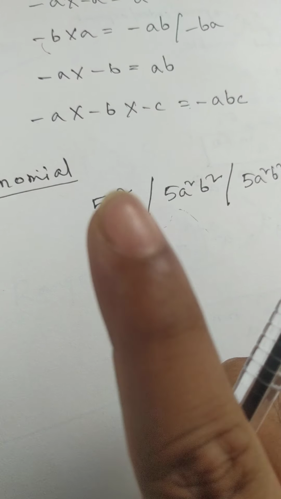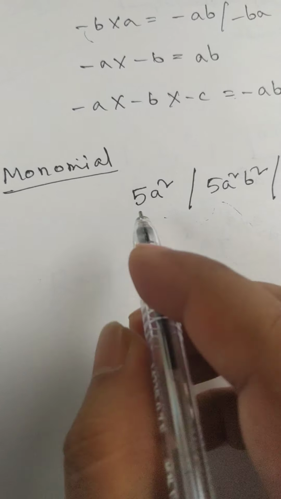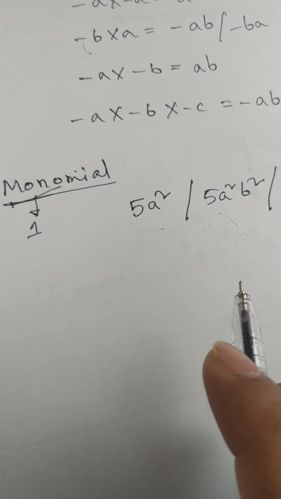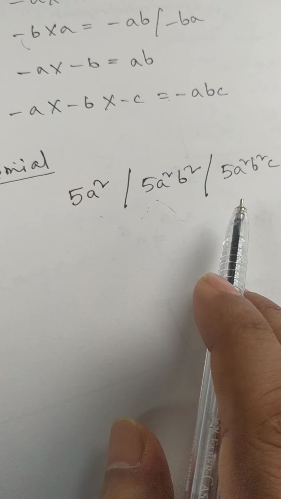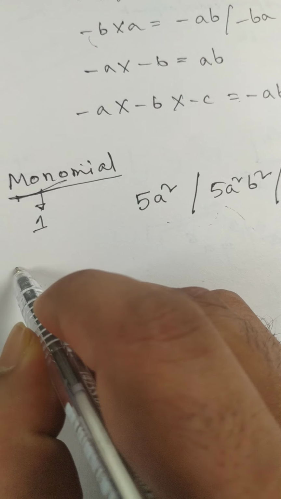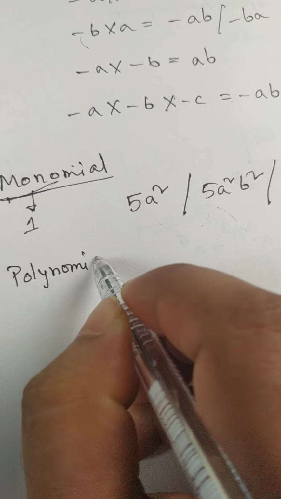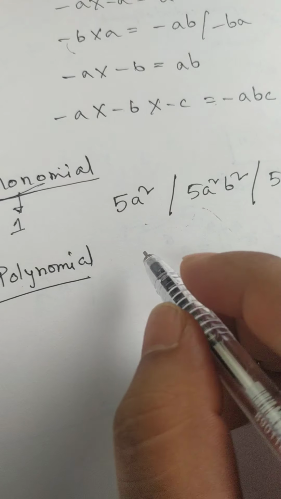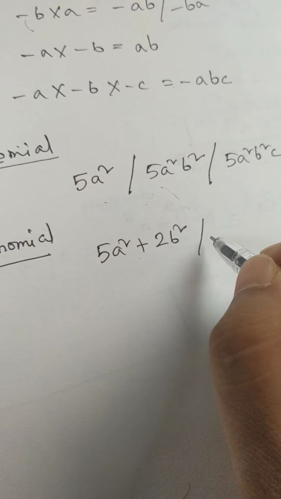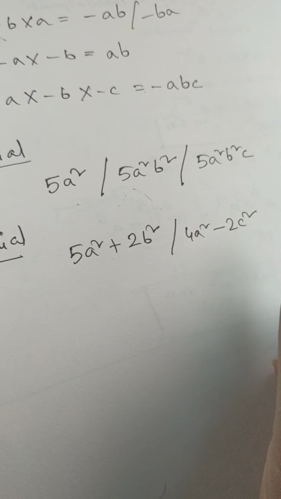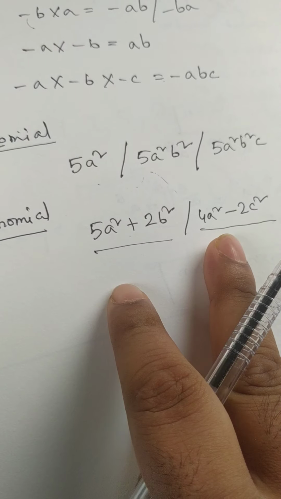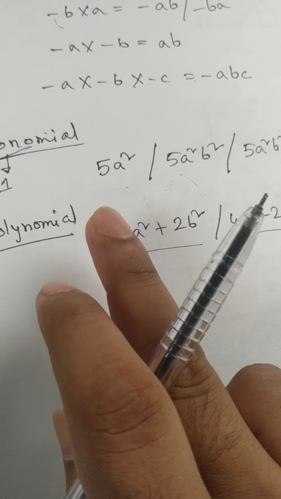So if you write only a single expression, mono means one, the term mono means one. So if you write only a single algebraic expression, then we call it a monomial. So you might also well understand what a polynomial is, and you will easily understand the difference between monomial and polynomial. Let's say 5a square plus 2b square, or 4a square minus 2c square. These are all polynomials. So what is the difference between polynomial and monomial?